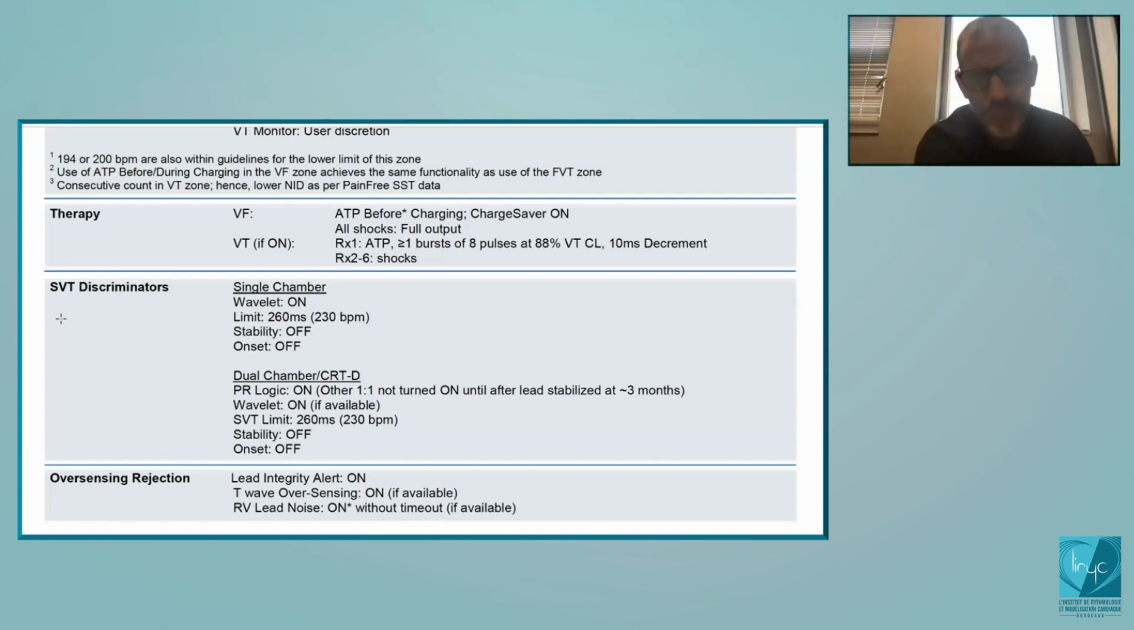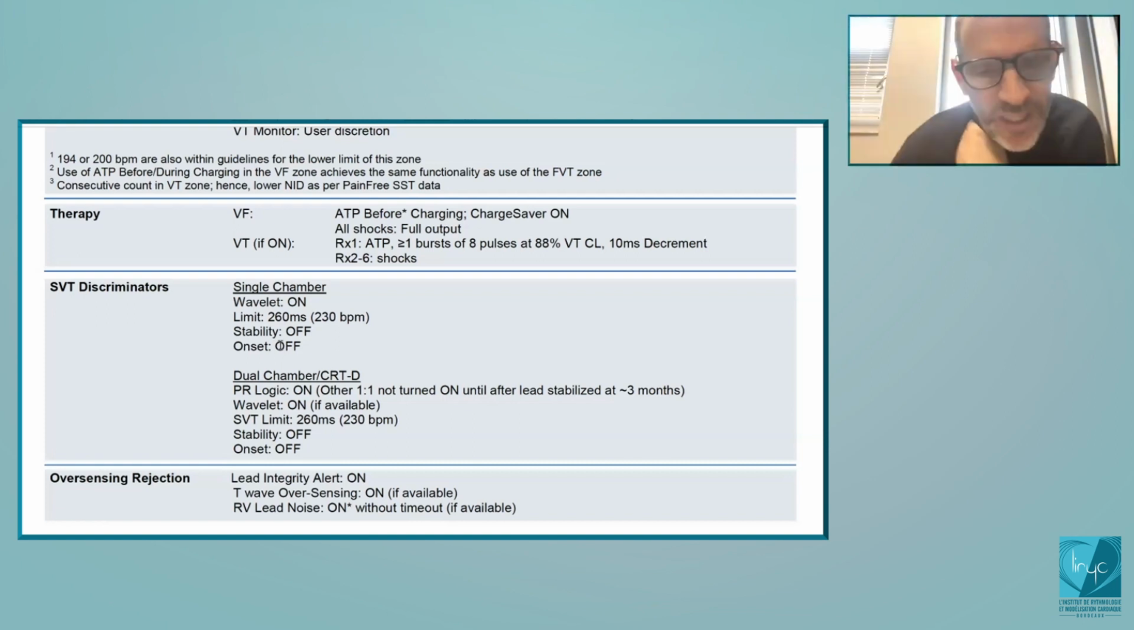For the dual chamber ICD and the CRTs, it's the same. You have the choice between the PR logic and the wavelets, and what is recommended is to program them both. And I will explain how it will work specifically in dual chamber ICD. The other parameters, the stability and the onset, should be programmed off. So the main message is that in the single lead ICD, you will program the wavelet only, up to a limit of 230 beats per minute.